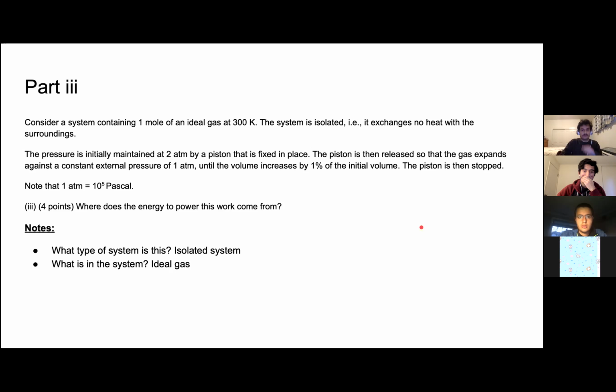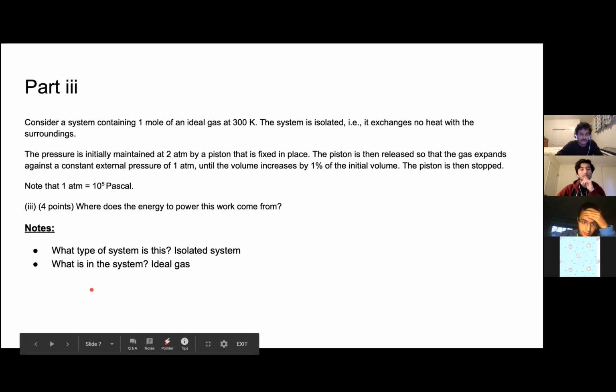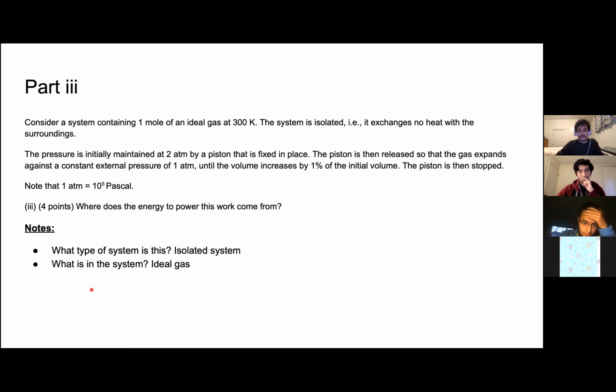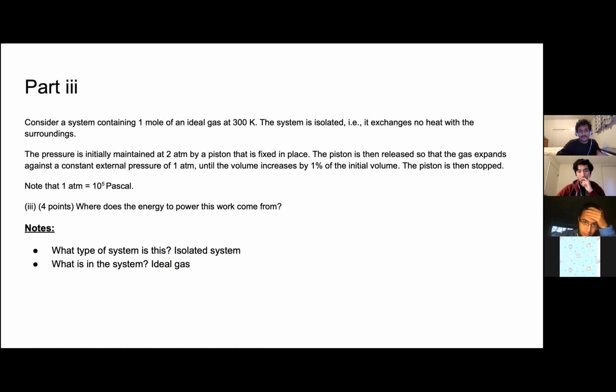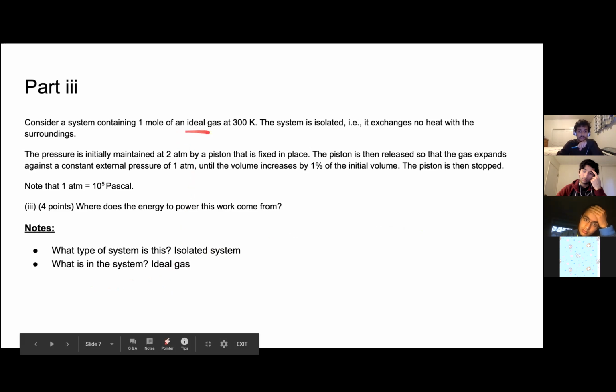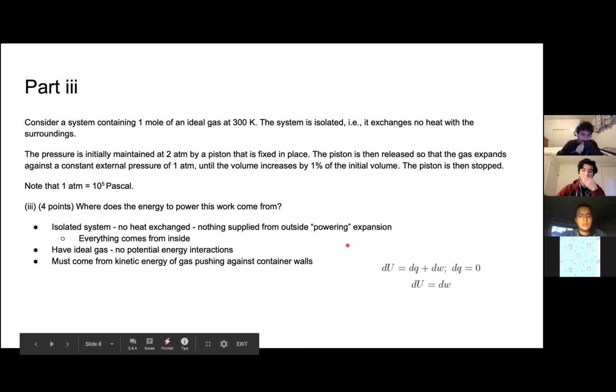Cool. Part 3 is, where does the energy to power this work come from? So here are 2 important questions to ask yourself. First, what type of system are you looking at? In this case, it's an isolated system, meaning no heat is being exchanged to or from the surroundings. And second question is, what is actually in the system? And here, as given in the question stem, it's an ideal gas. So how do we use those to answer this question?